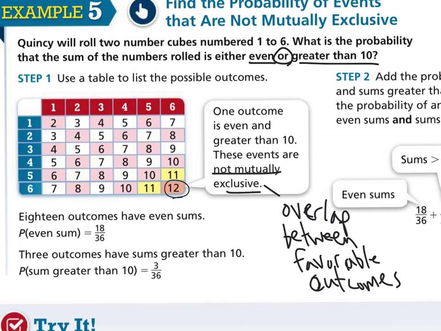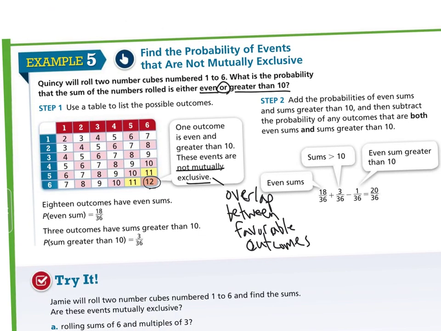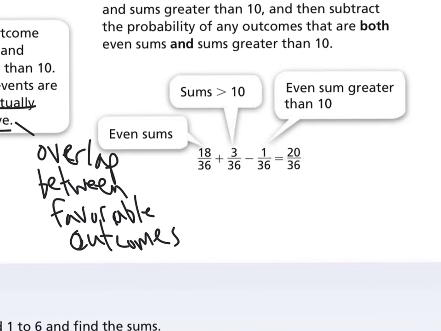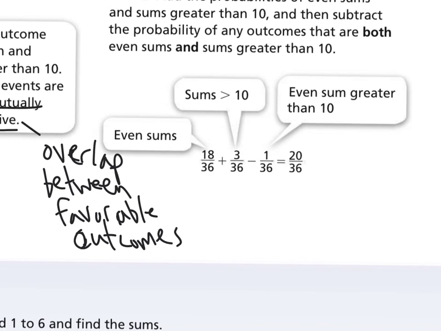So what the book did is they said, okay, we've got 18 out of 36 that are even. We've got 3 out of 36 that are greater than 10, because we had an 11, 11, and a 12. But then they're saying we had one number that was even and greater than 10, so we'll take that out because right now it's being counted twice. And then they said that's a 20 out of 36 chance.